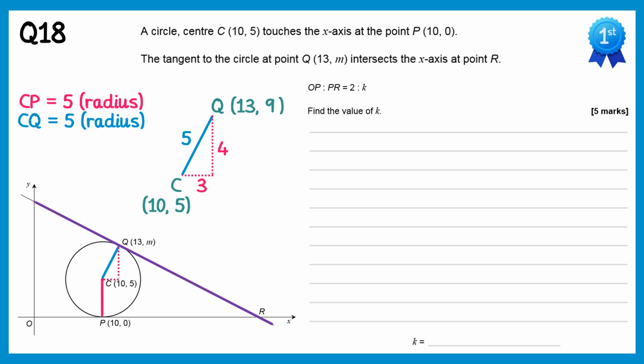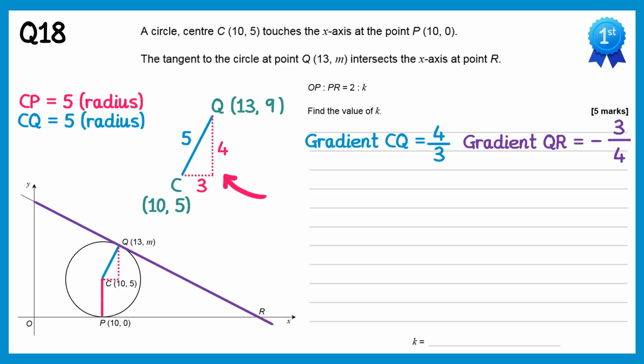We can get the gradient of the line CQ. Looking at our diagram here, we do the change in y over change in x, so it's 4 over 3. The gradient of the purple line will be the negative reciprocal of this, since the lines are perpendicular. So that would be the gradient of QR, which is negative 3 over 4.